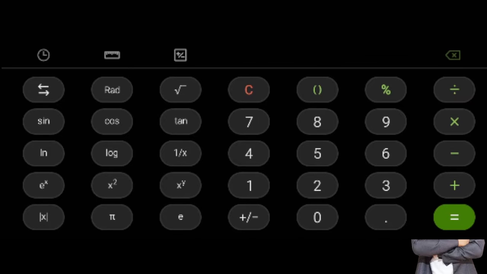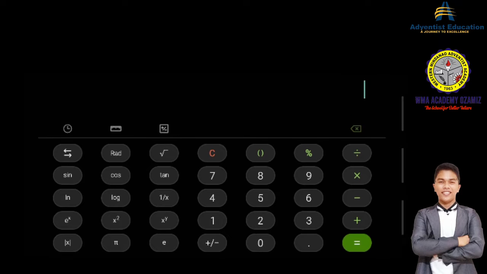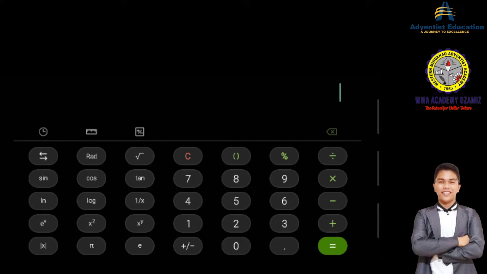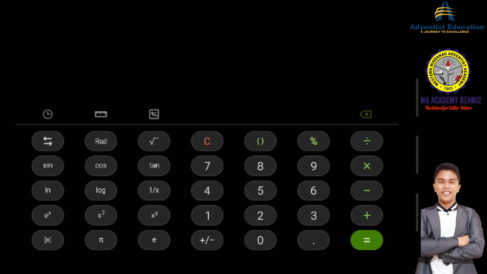Okay, so we have now our calculator. This is the calculator of my phone. I hope that you can see here because I don't have a scientific calculator. I was not able to buy one. That's the reason why I'll be using my phone as my scientific calculator.